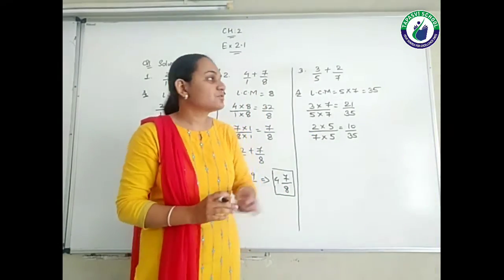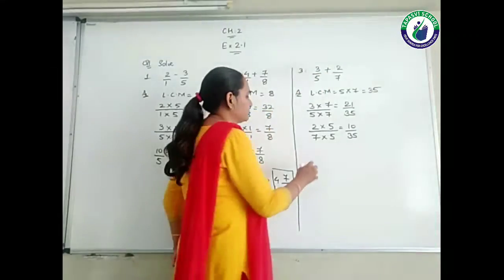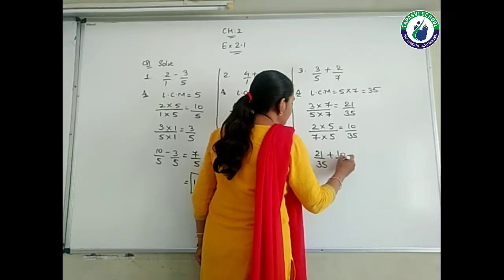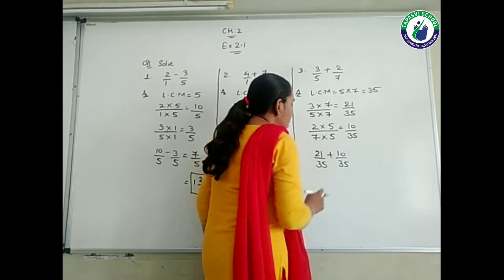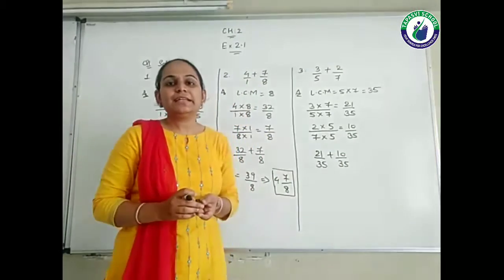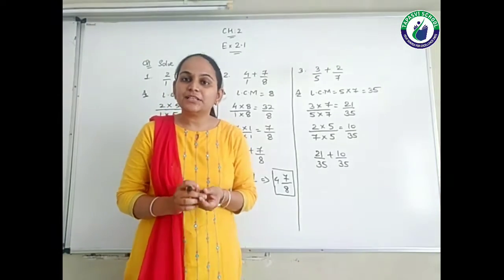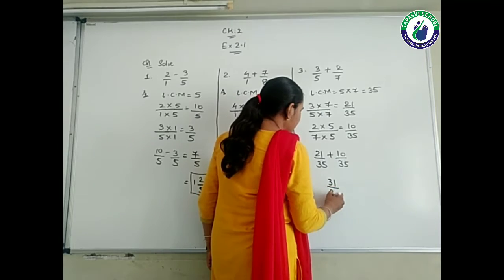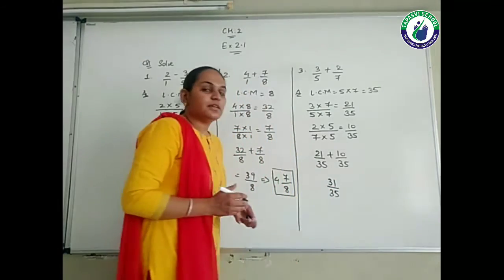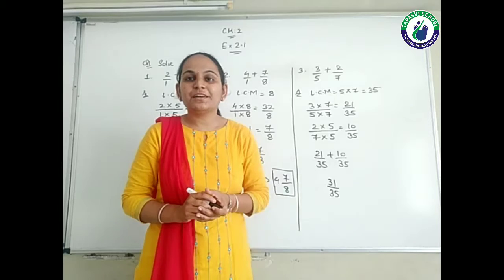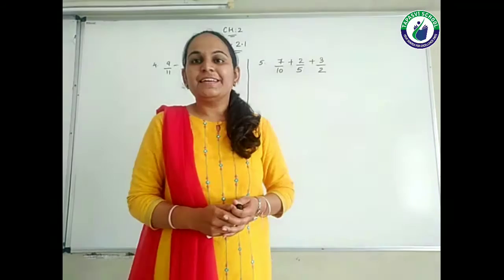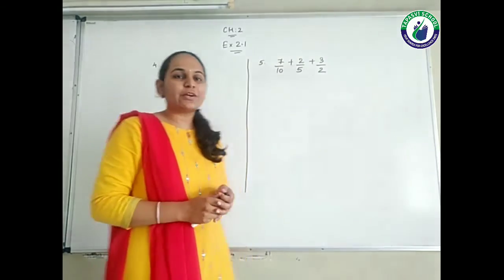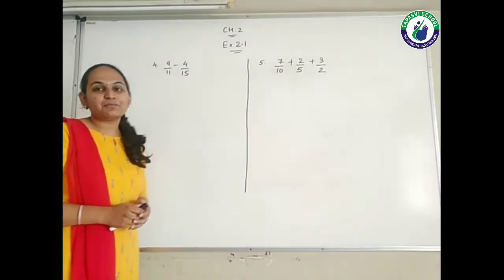What are we supposed to do, students? We are supposed to add them. So let me add them. So 21 and 10, if we add them, we get 31. Is it clear, students? So I hope you understood this much. Okay students, now let's begin with the fourth question of question number 1.